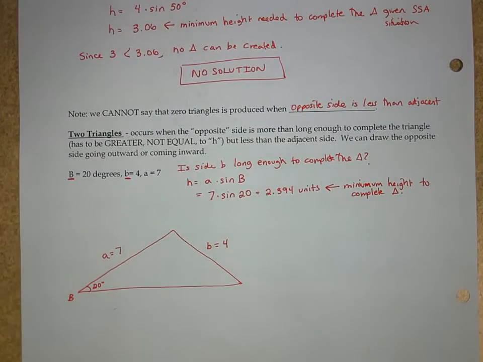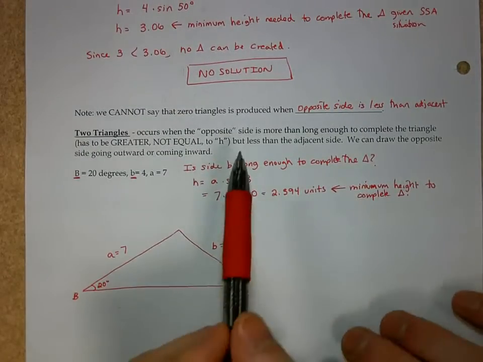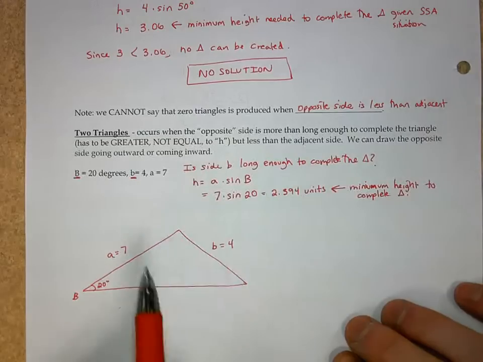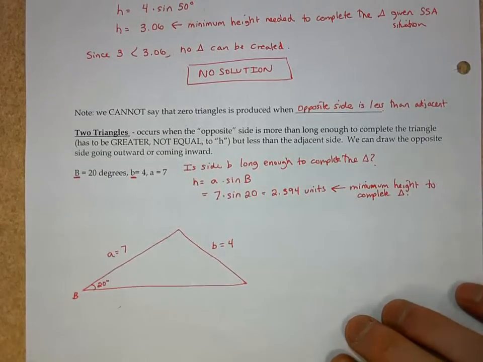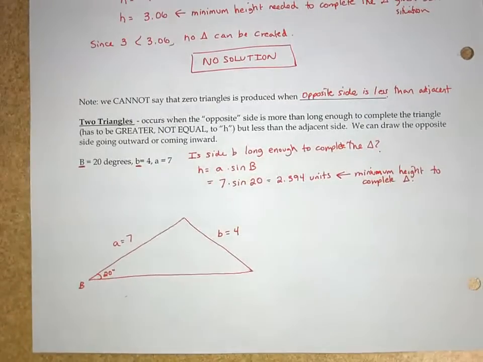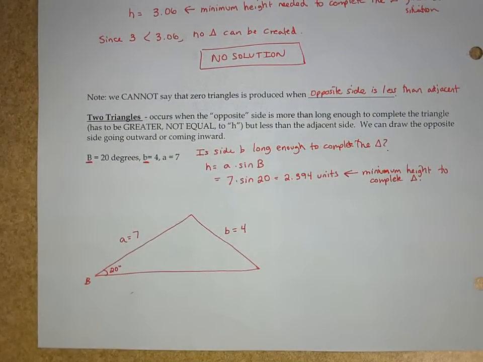The question is, do I get two triangles? And now we've got to do another check. We've got to check, are we less than the adjacent side? If I look at 4 here, it's definitely less than 7. So I am going to end up with two triangles that I've got to solve. So this is my first triangle.